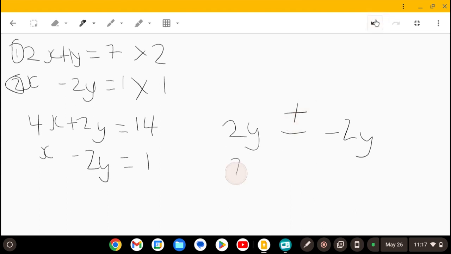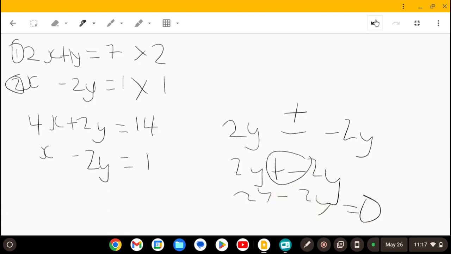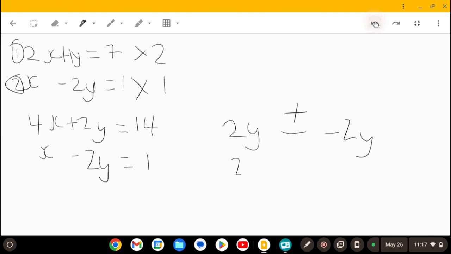So 2y plus negative 2y, we know whenever we have a plus and a minus in the middle, it becomes a minus. It's going to become 2y minus 2y is equal to 0. So this shows that we got it to 0, so we need to add. We only have two options, either add or subtract. So whenever we add, the y terms go away, it becomes 0. This means that we need to add for every part of the equation.